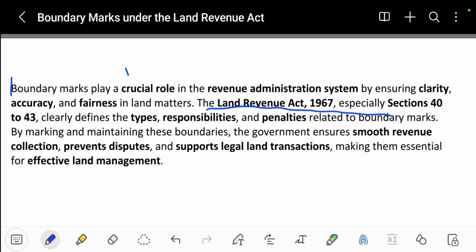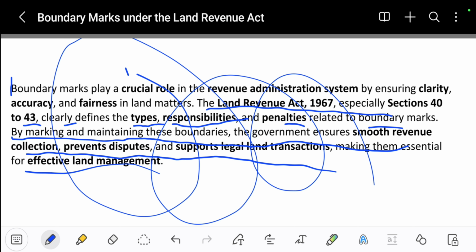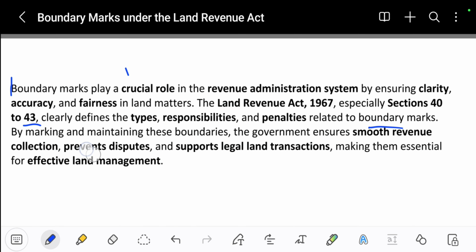The Land Revenue Act, especially sections 40 to 43, clearly defines the types, responsibility, and penalties related to boundary marks. By marking and maintaining these boundaries, the government ensures smooth revenue collection, preventing disputes and supporting legal land transactions, making them essential for effective land management. So the whole concept you're seeing here in this conclusion is the same thing that we have studied above.